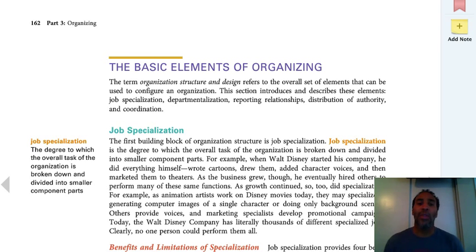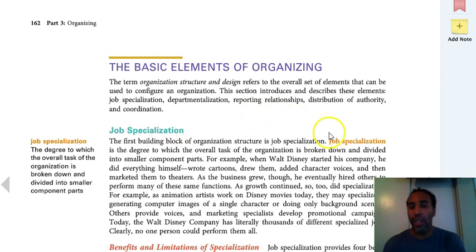We'll talk about the basic elements of organizing throughout this chapter, one of which is job specialization. That's the degree to which the overall task of the organization is broken down and divided into smaller component parts. So if you only pound widget A into widget B, and that's all you do every day, all day, then your job is very specialized. But maybe you pound A into B and then also B into C, then your job is not as specialized, but it's still within the same realm. So you have to understand how specialized your job is and how specialized it isn't.